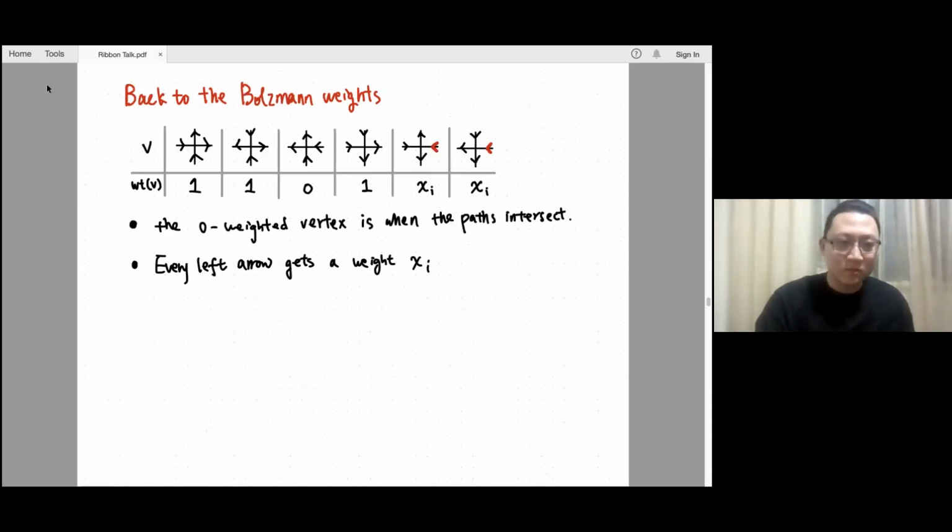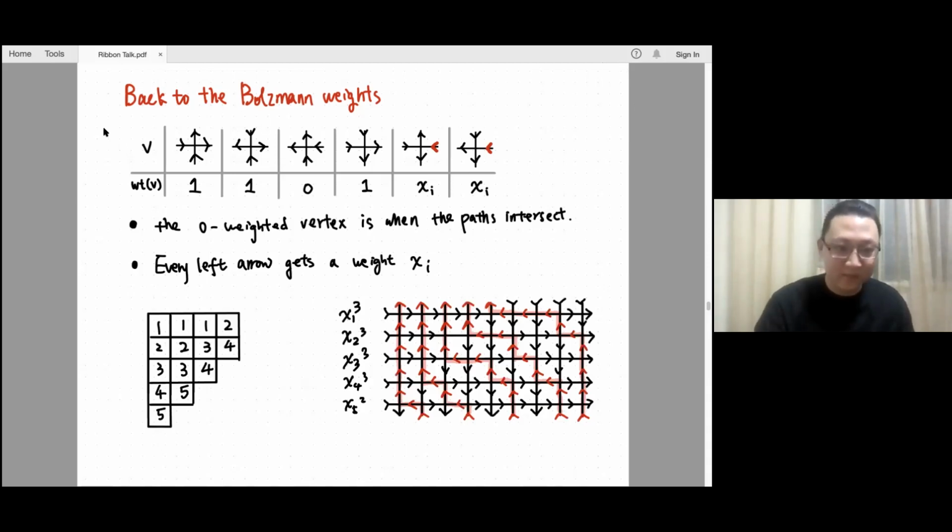All right, so now let's look at the Boltzmann weights again. The zero weighted term, that vertex is when the path could intersect, right? So we want to find non-intersecting lattice paths, and that's why we give it a weight 0 so that it will never show up. That guarantees that we never have an intersection. And again, every left arrow gets a weight of xi.